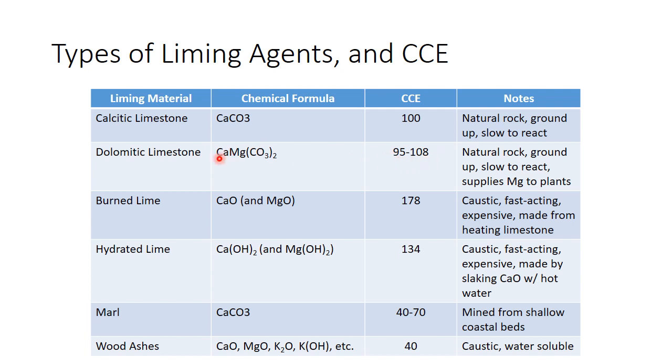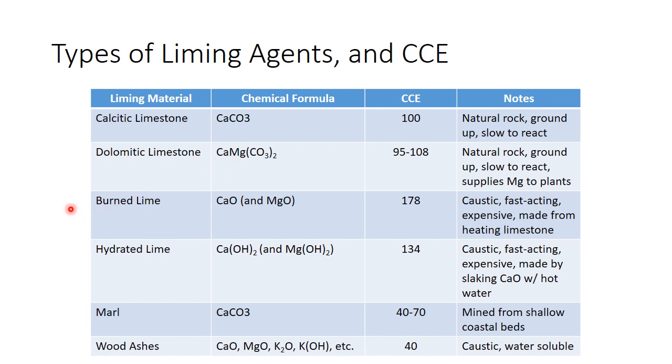The advantage of dolomitic limestone is if you have plants that you're growing that have a magnesium deficiency, you can both neutralize the acidity and fertilize with magnesium all in one shot. So that's the big advantage with dolomitic limestone.